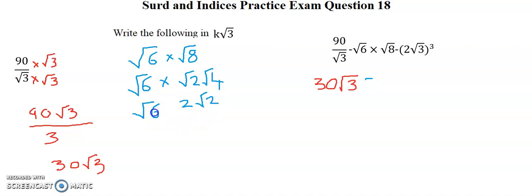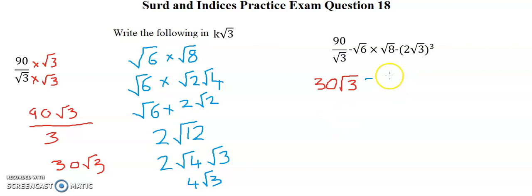And I've got times by square root 6. So that gives me 2 square root 2 times square root 6 equals square root 12. And again, I can simplify that. A factor of 12 is 4. So it becomes 2 square root 4 square root 3. Square root 4 is 2. So it becomes 2 times 2 is 4 square root 3. So that gives us our second part: 4, take away 4 square root 3.